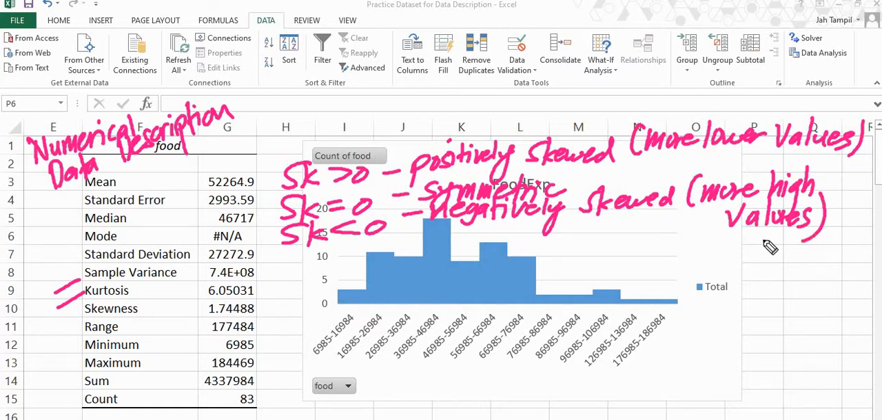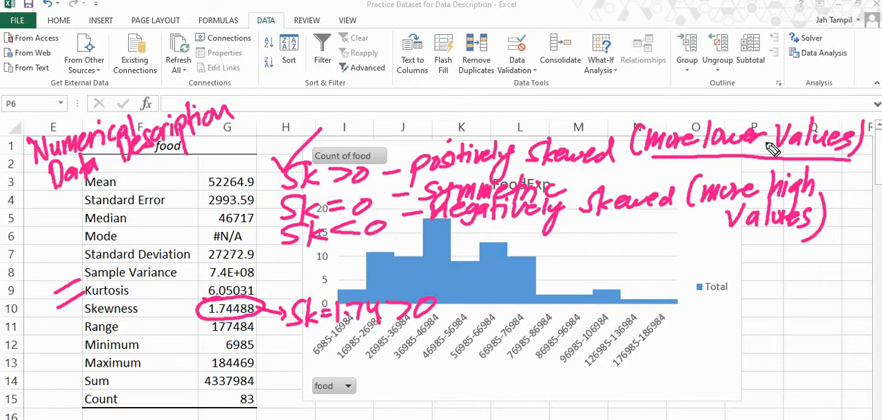So, based on this, let's see our skewness value here. Our skewness value, Sk, is equal to 1.74, rounded off to 2 decimal places, which is greater than 0, which means, based on the value, our data has more lower values. So, now, let's take a look at our histogram to prove that.